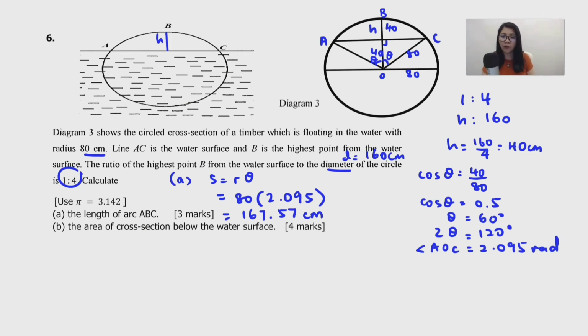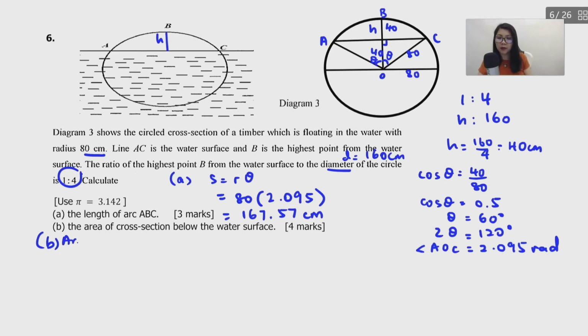Now let's solve for B. Find the area of the cross section below the water surface. It means I have to use the area of the circle minus the area of the segment. The area of a circle is pi r square. So I'm going to write my answer here, B.